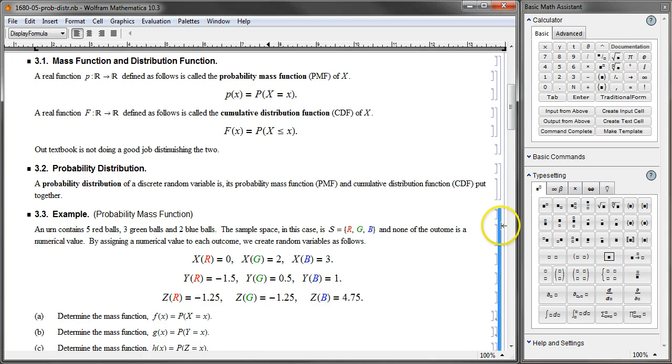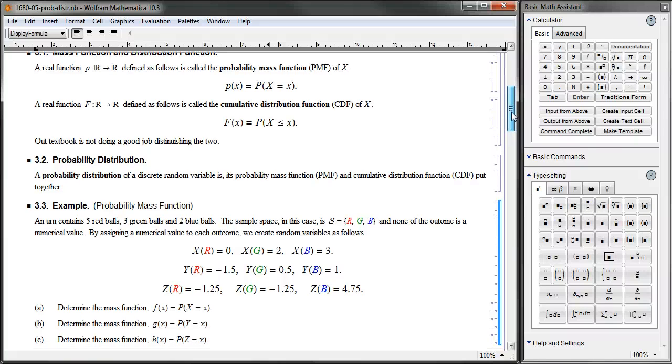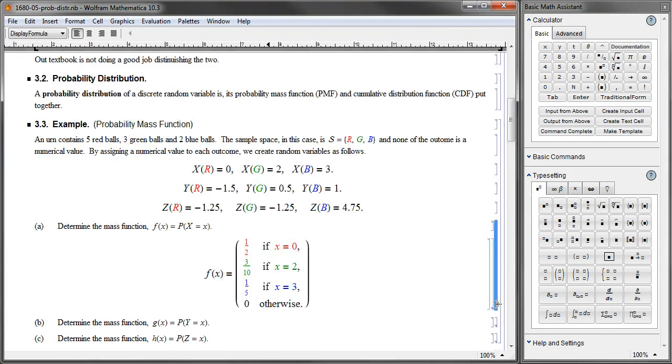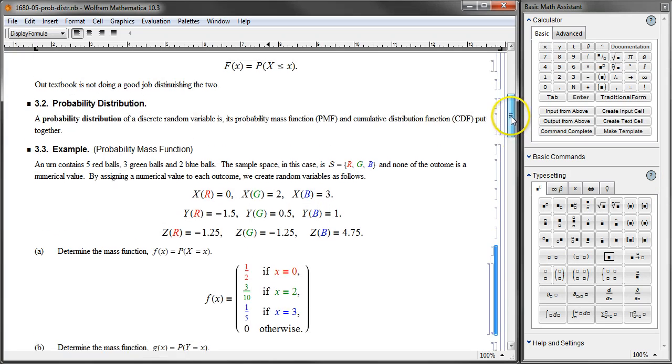So let's go over to this example here, example 3.3. It's the same example we studied before in the previous section. We have an urn model with 10 balls, 5 red, 3 green, and 2 blue balls, and also I just color-coded RGB. And then we created these 3 random variables. And let's define a mass function. Okay, mass function of the first random variable, let's find out. And let me show you the answer. It should be like this.